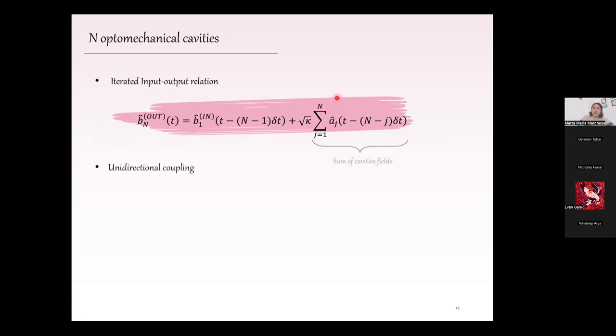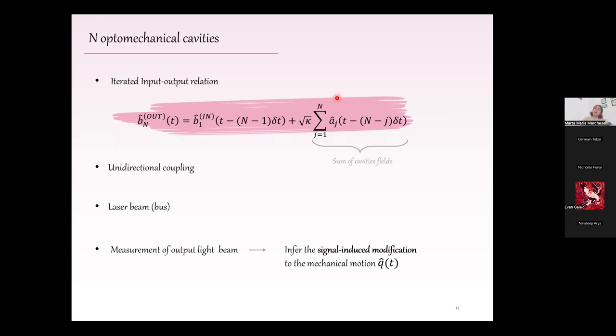Now, this scheme is unidirectional in the sense that the light goes from the first to the second until the last one without going back. So in this sense, it's unidirectional. And if we compare it with a coherent average scheme, the laser assumes the role of the bus. So this is the common thing that we want to measure to gain information on the probes, and the probes are our optomechanical systems. And a measurement of this output light field will allow us to infer something about the mechanical motion. And if we find a modification from what we would expect to this motion, then we can also infer something about the signal we aim to detect.